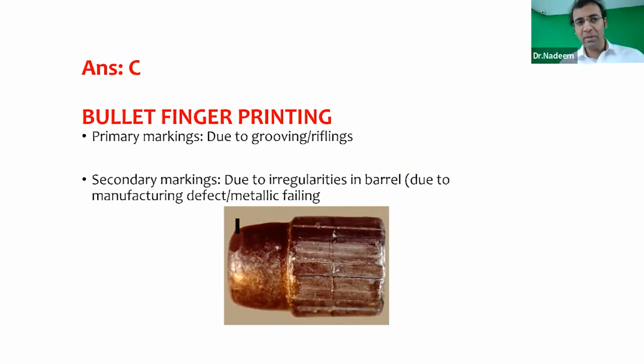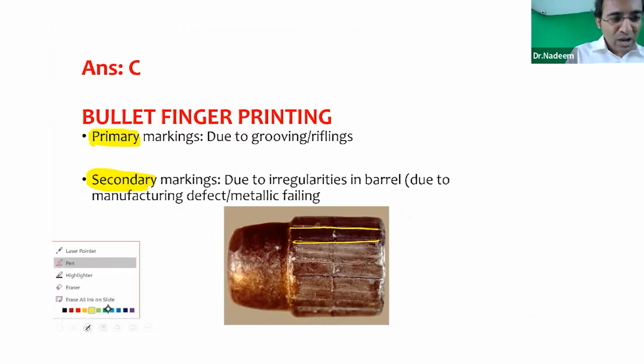What does bullet fingerprinting mean? Whenever you see a bullet, there will be markings on it. First of all, there will be the primary markings. Why does this happen?